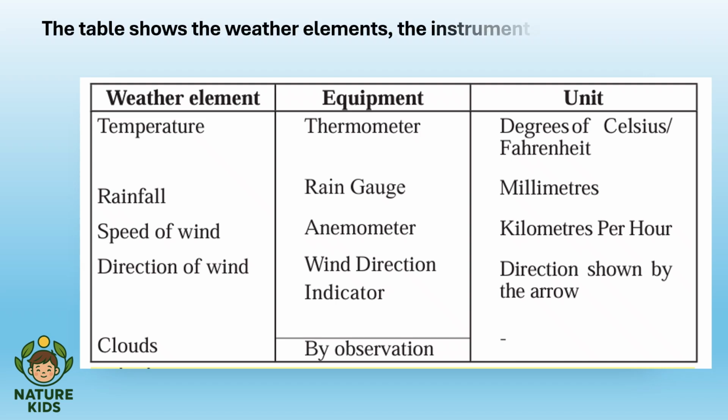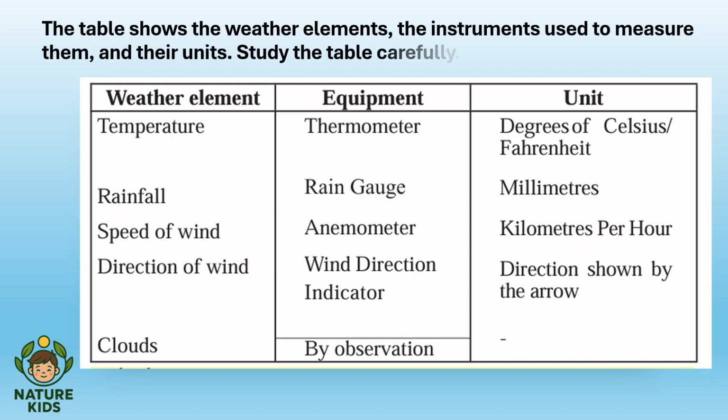Now we have a table to study. The table shows the weather elements, the instruments used to measure them, and their units. Study the table carefully. Yes, you better study this table correctly because I'm quite sure this might come for your term test. Weather element: temperature. Equipment: thermometer. Unit: degrees Celsius/Fahrenheit.